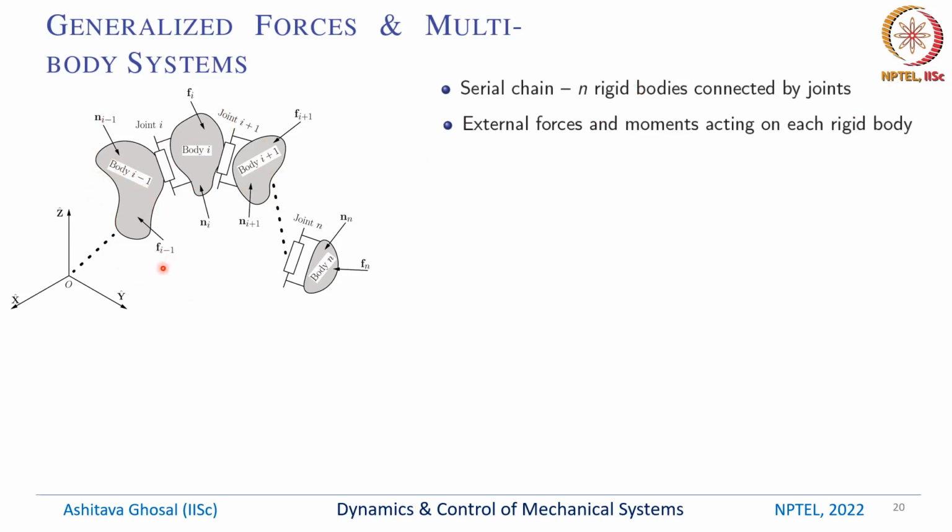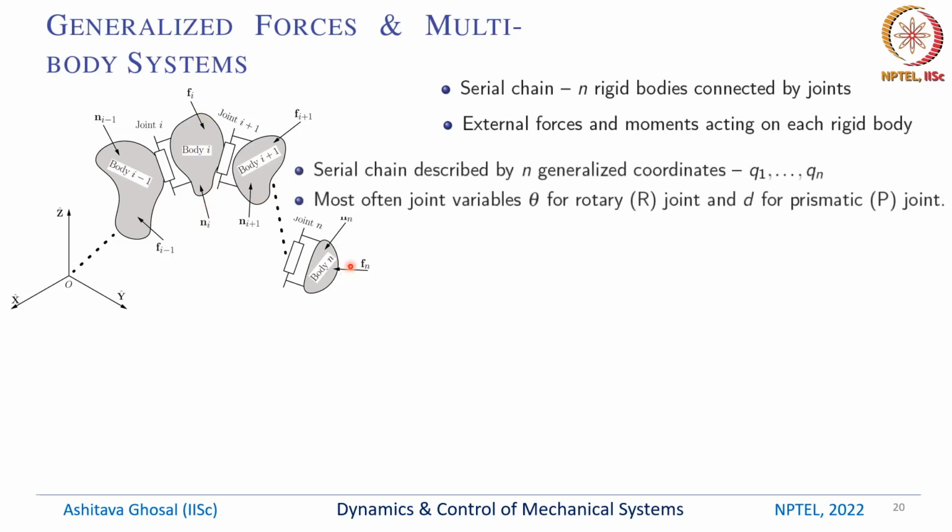So the force here is F i minus 1, and I'm going to call the moments N i minus 1. On the ith body we have a force Fi which is acting and a moment Ni, and so on. So the serial chain can be described by n generalized coordinates. So let's say there are n generalized coordinates which describe the serial chain.